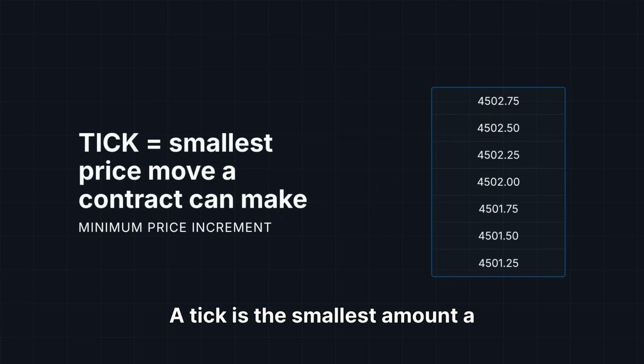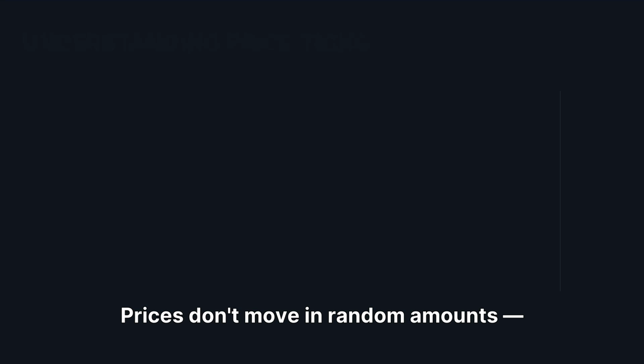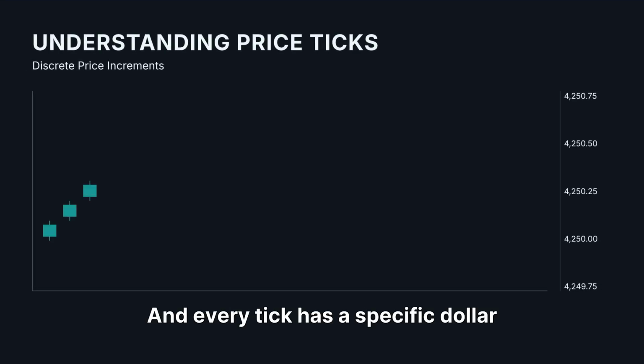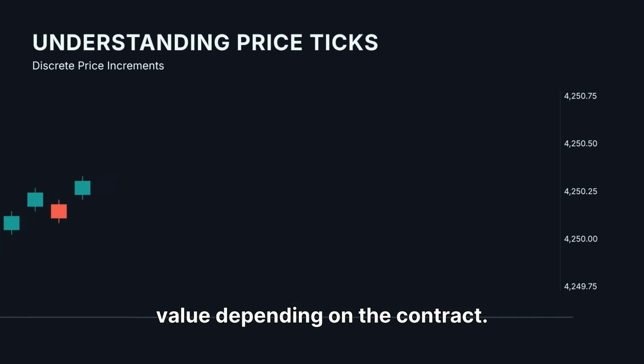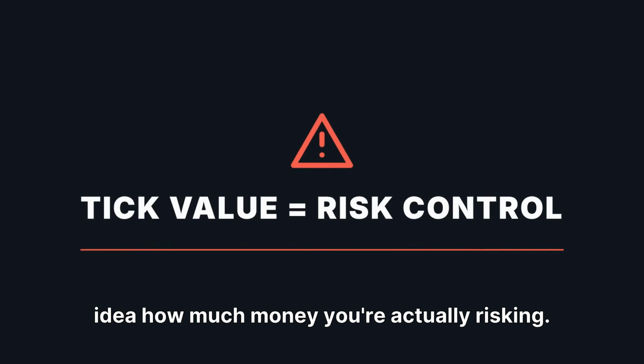A tick is the smallest amount a futures contract can move. It's the minimum price increment. Prices don't move in random amounts, they move in ticks, and every tick has a specific dollar value depending on the contract. Get this wrong, and you have no idea how much money you're actually risking.